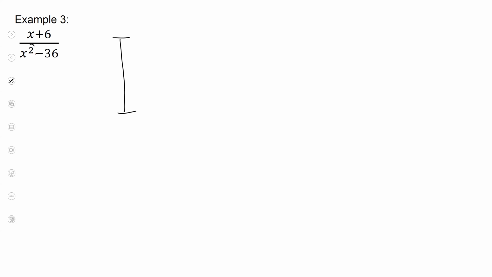Yep, because we have x squared and we have a number. So I need negative 36. My middle term, I don't have one, so we're putting 0. 6 and negative 6. 6 times -6 is -36. 6 minus 6 is 0. So those are my factors.